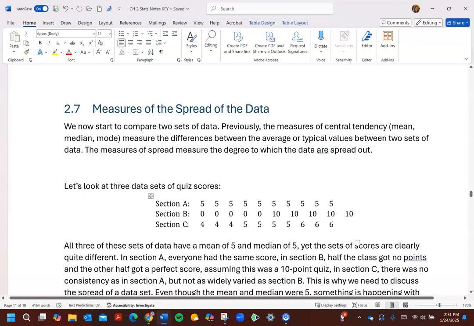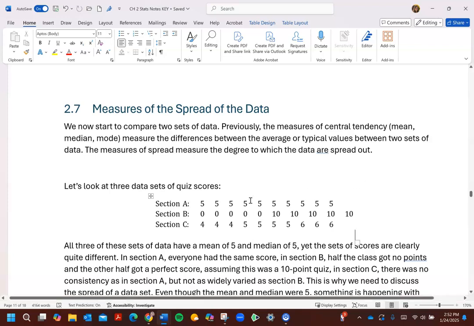Now we're going to look at measures of the spread of the data in section 2.7. We're going to compare the data. Previously, the measures of central tendency, mean, median, mode, measure the difference between the average or typical values between two sets of data. The measures of spread measure the degree to which the data are spread out.